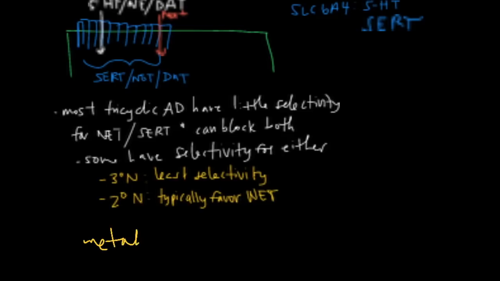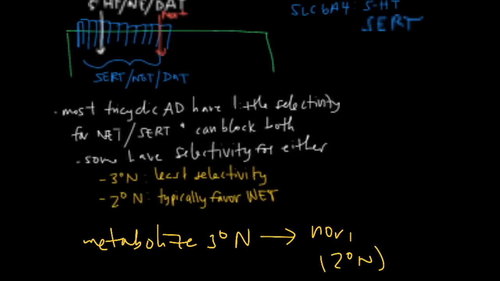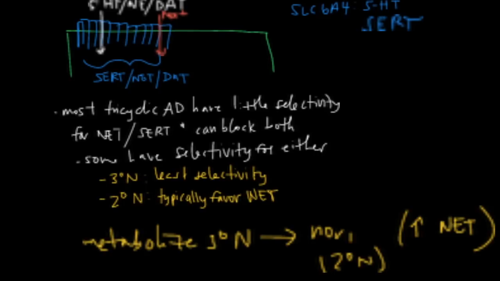So if you metabolize a tertiary amine, which is little selectivity, to its desmethyl metabolite, which is a secondary amine, you can increase the selectivity for NET. So remember, secondary amines have increased favor for NET, and tertiary amines have least selectivity. So metabolizing a tertiary amine to its secondary amine, or its desmethyl metabolite, increases its favorability for NET.